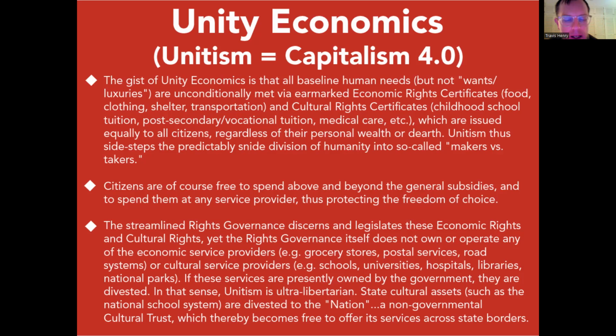All right, the second point here is citizens are, of course, free to spend above and beyond the general subsidies, the earmarked vouchers, and they're free to spend their certificates at any service provider, thus protecting freedom of choice. As we said, food stamps doesn't mean that the government owns and operates grocery stores. In contrast, in Americanism, the government does own and operate the school systems and many of the universities. That's going to be done away with in the threefold Commonwealth.